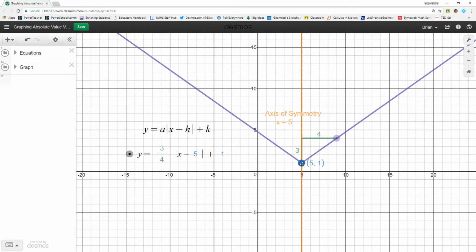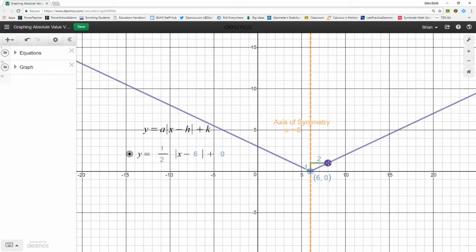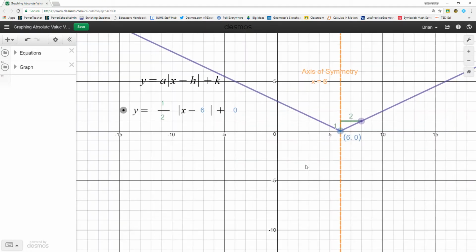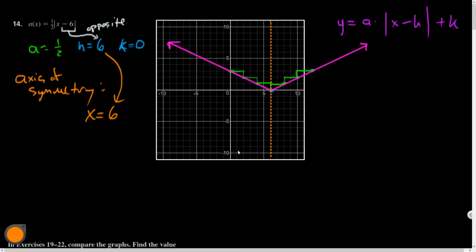Let's throw this in the Desmos real quick. So it looks like I've got, yeah, that's the same graph right there. Look at that. Golden, x minus 6 plus 0 for the k on the outside. That's the same thing, friend.